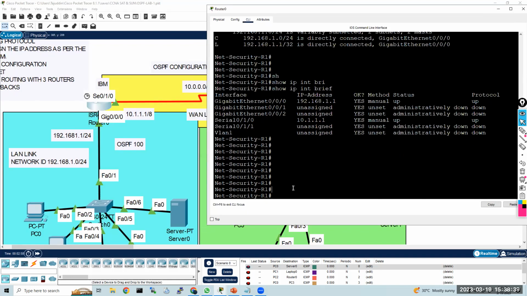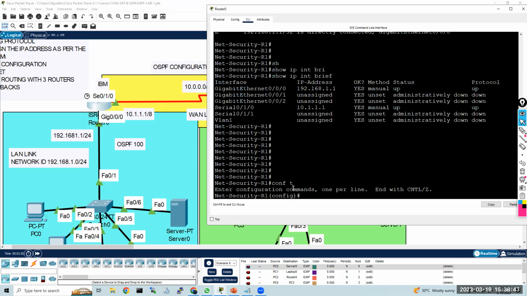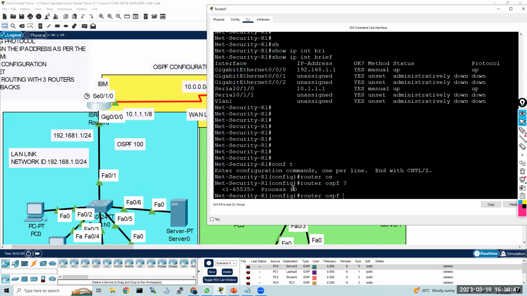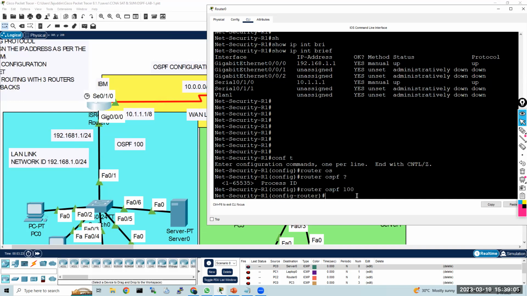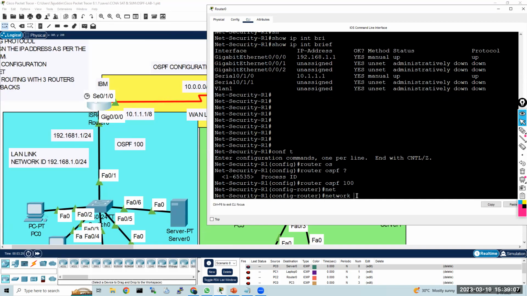The configuration is like how you configure EIGRP, same thing for OSPF. Go to global configuration mode, router OSPF. If we give the question mark, this is called the process ID, not the autonomous system number. We can give from 1 up to 65,535 as the process ID. We can give any number, but it should be the same number. So let's say I'll use 100.